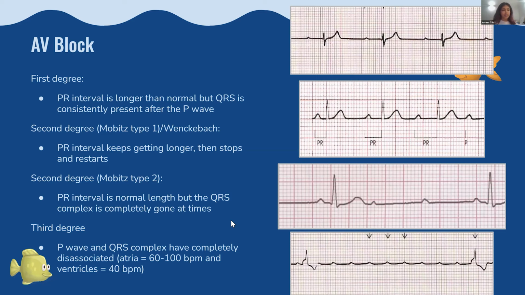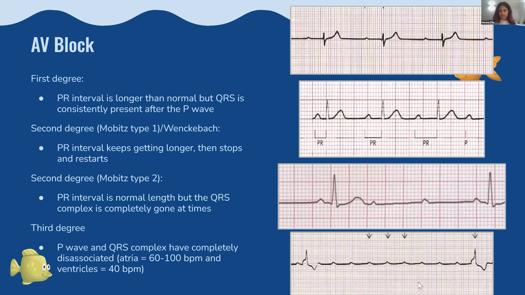And then for third degree, you have a total disassociation of the P wave and the QRS complex because you've lost that link between the atria and the ventricles. The atria, as we know, are beating at 60 to 100 beats per minute because of the node that's in control there, and the ventricles are going 40 beats per minute. So that's why we're seeing a total disassociation. The atria are going at their speed, the ventricles are going at their speed, and it's a little bit of chaos. That one is a lot easier to distinguish because third degree is just total chaos between the atria and the ventricles.